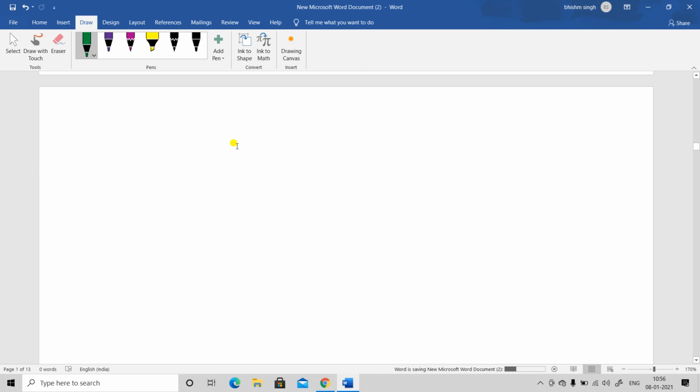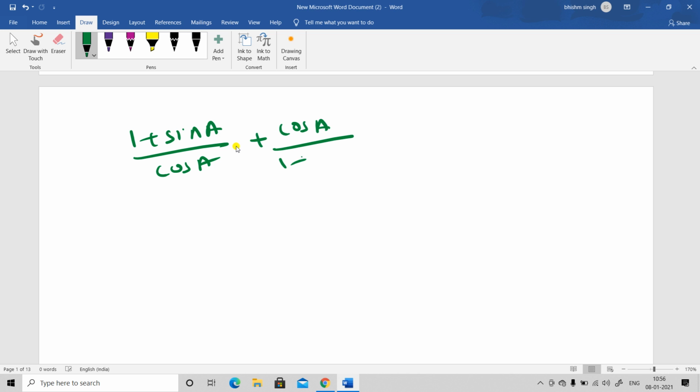Now question number 29 we are going to do here: (1 plus sin A) divided by cos A, plus cos A divided by (1 plus sin A), is equal to 2 sec A. That is what we have to prove. So again I will start from the LHS: (1 plus sin A) whole square.